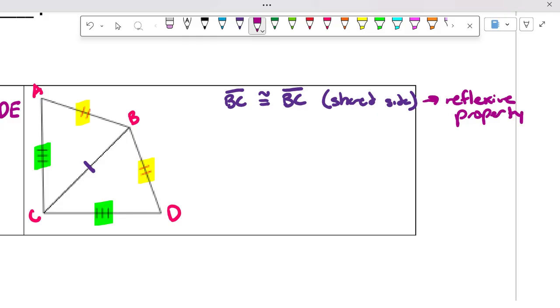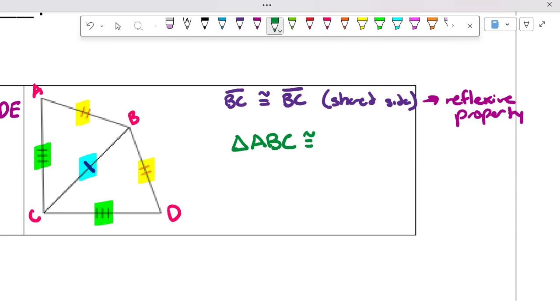It's just a fancy name to say they share that side, so it has to be congruent. All right. So now we have 2 congruent triangles by side, side, side, because all 3 sides are now marked. So I'm going to say triangle ABC is congruent.